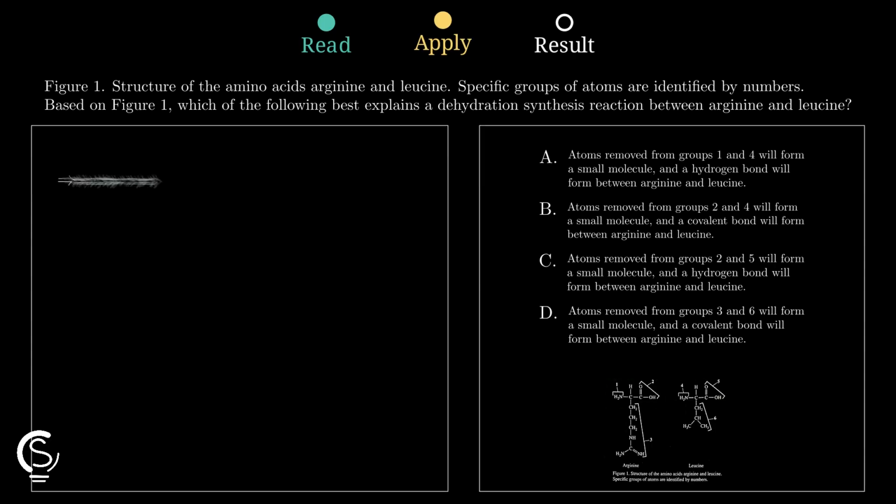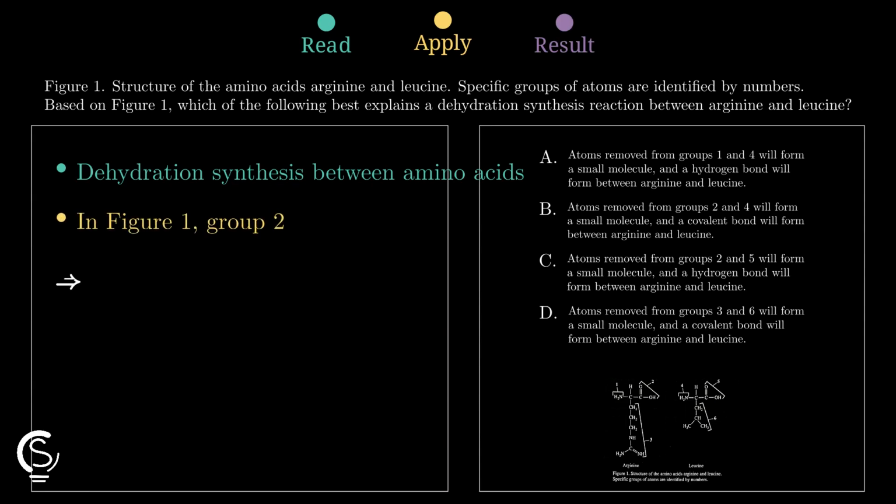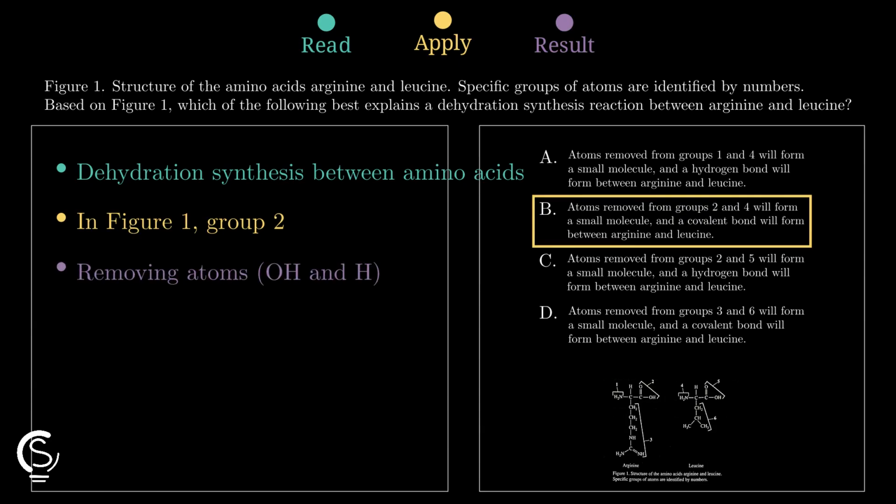Looking at figure 1, group 2 is the carboxyl group of arginine, while group 4 is the amino group of leucine. These are the specific sites where the chemical reaction occurs. Removing atoms from groups 2 and 4 creates water and a strong covalent bond. This makes option B the correct choice for our final answer.